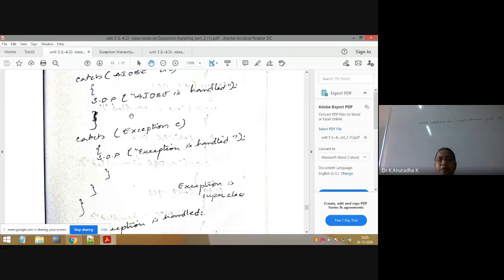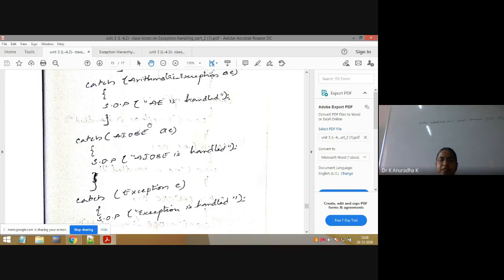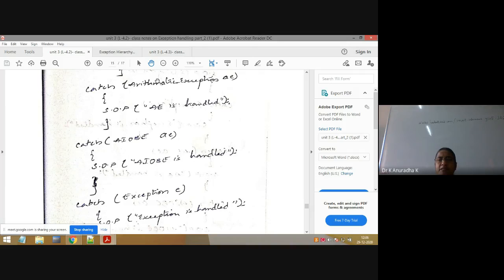See, in the final catch block, what is this? Try to understand this one. Exception. I already explained in the exception hierarchy that Exception is the superclass for all these classes. Under Exception we have RuntimeException. Under RuntimeException we have arithmetic exception and array index out of bounds exception. Again, these are unchecked exceptions.